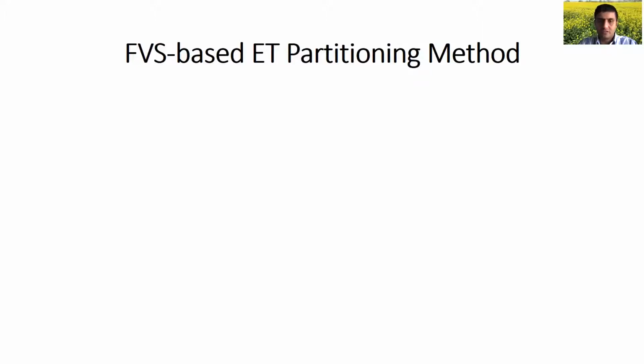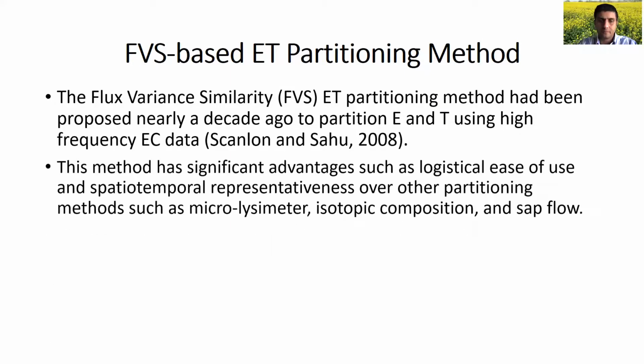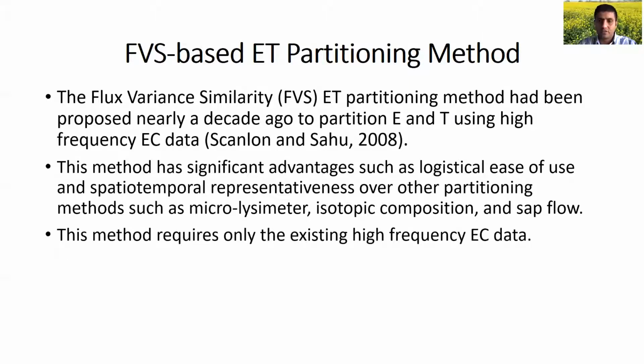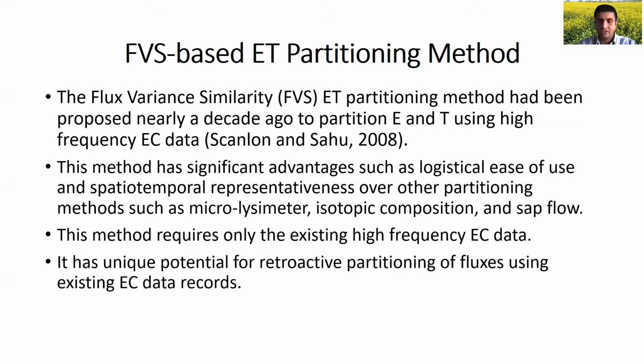We use the FVS-based ET partitioning method. FVS means the flux variance similarity method, which was proposed nearly a decade ago to partition E and T using high-frequency eddy covariance data. This method has significant advantages, such as logistical ease of use and spatial and temporal representativeness, over other partitioning methods such as microlysimeter, isotopic composition, and sap flow. This method requires only the existing high-frequency eddy covariance data. Thus, this method has a unique potential for retroactive partitioning of fluxes using existing eddy covariance data records.